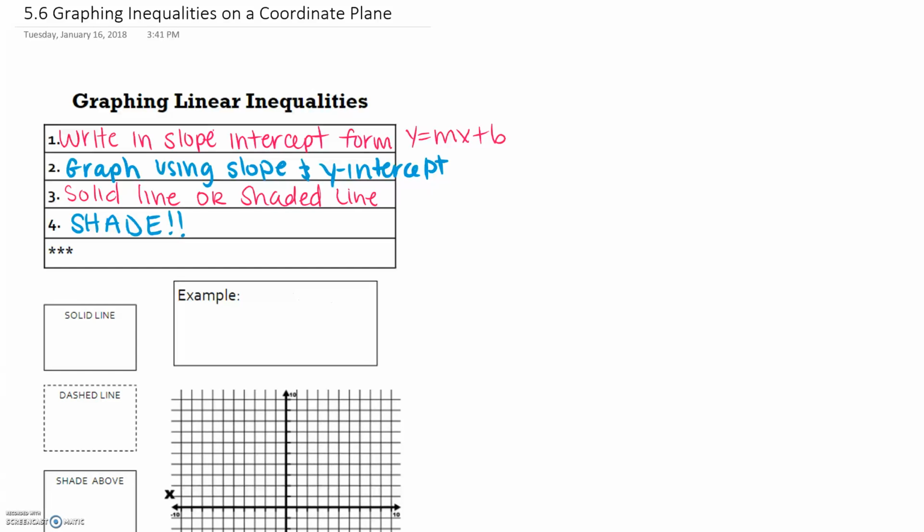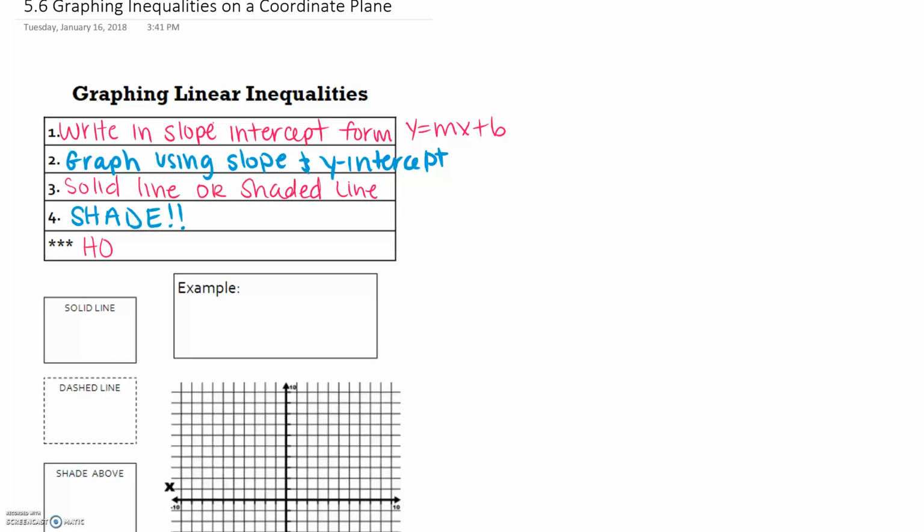And then the last thing you don't want to forget is if it is y equals a number or x equals a number, you have to keep in mind HOY VUX. When we have a horizontal line with a slope of 0, it is y equals something. If it is a vertical line, we have an undefined slope and it is on the x-axis, or x equals something. All right, so those are still true for inequalities.